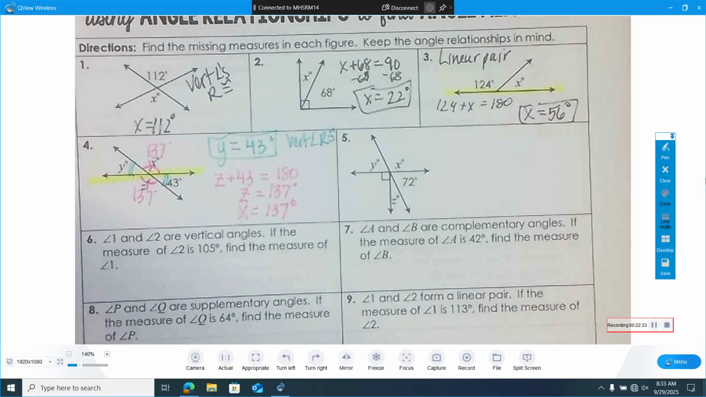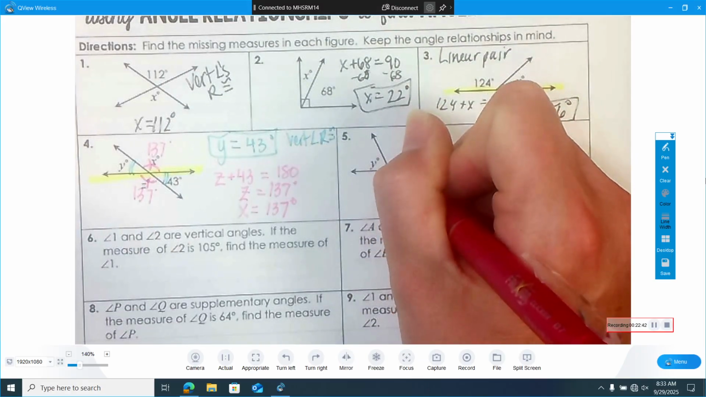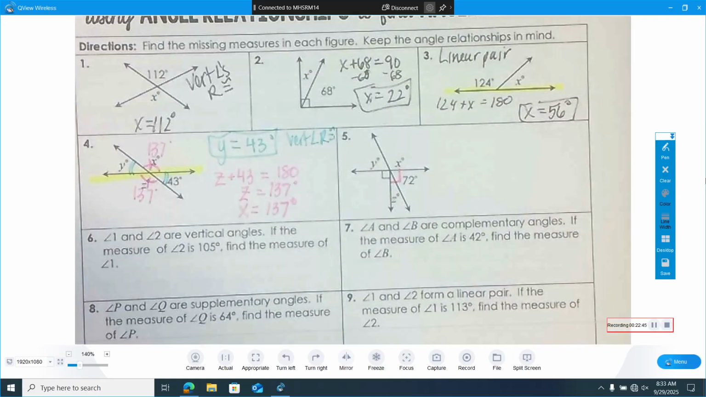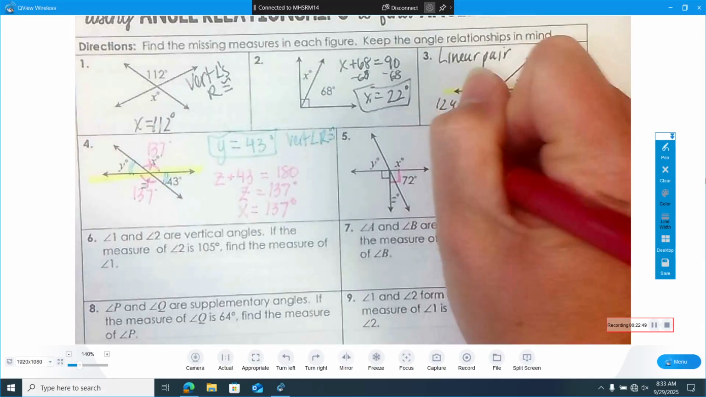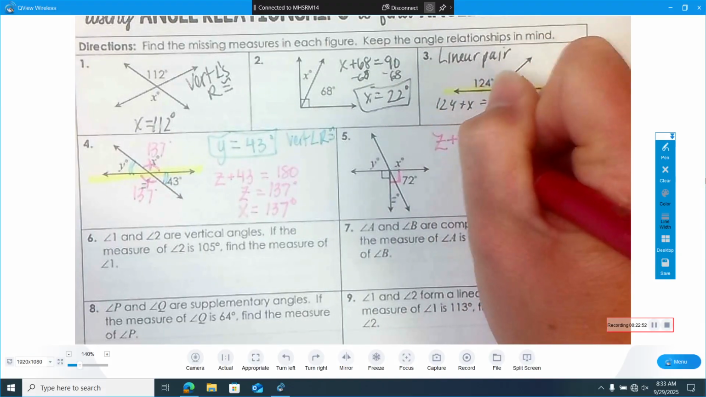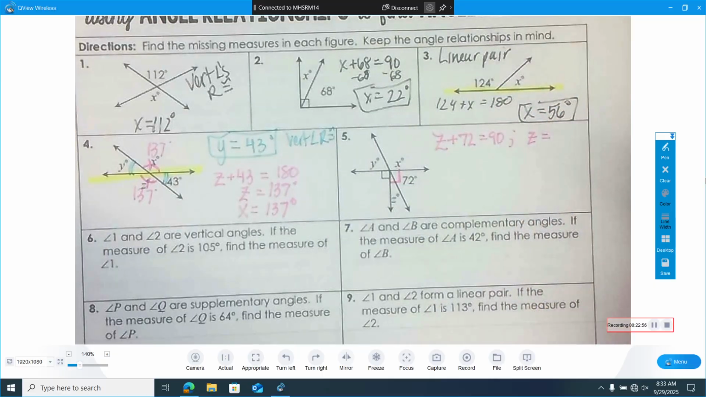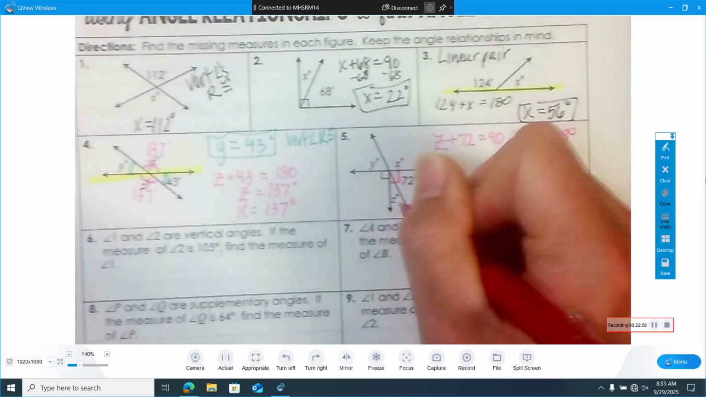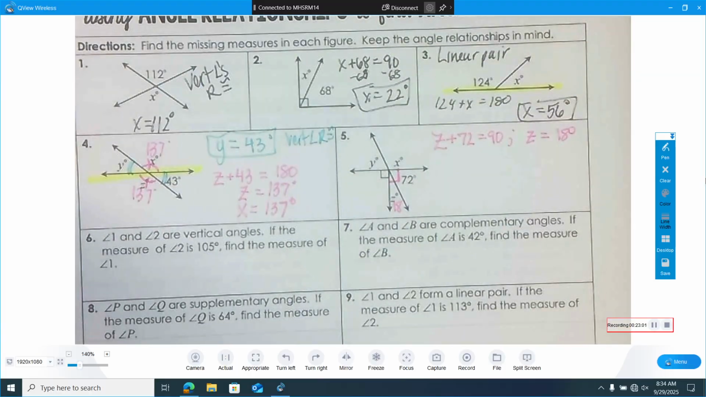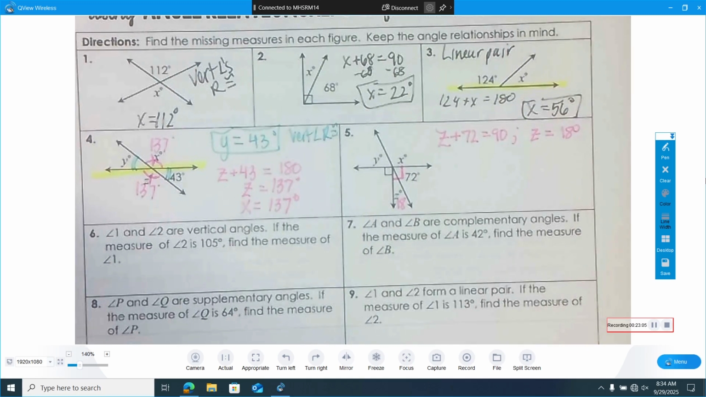We know Y and X are adjacent. True. And then there's also complementary angles. So we know right here, Z and 72 have to equal 90. Okay, so Z plus 72 have to equal 90, which means Z has to equal 18. Very good. Okay, so I'm going to mark that in there. I like to write in my angle measures once I know them. All right, very good. What else can we do here?